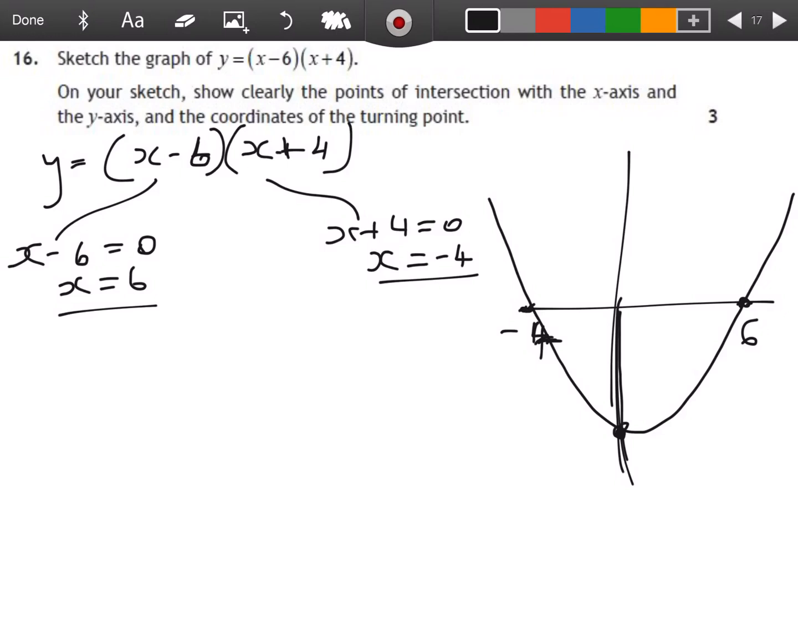Let's see. Find out where it crosses the y-axis. To find out where it crosses the y-axis, what do you do? You sub in x equals 0. If it was asking you to find out where it crosses the y-axis, you sub in x is 0. If it asks for where does it cross the x-axis, you sub in y is 0. Sub it into what? We sub it into the equation.